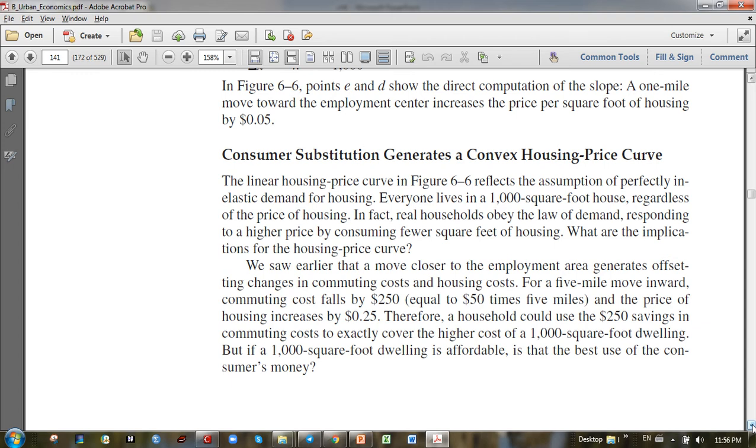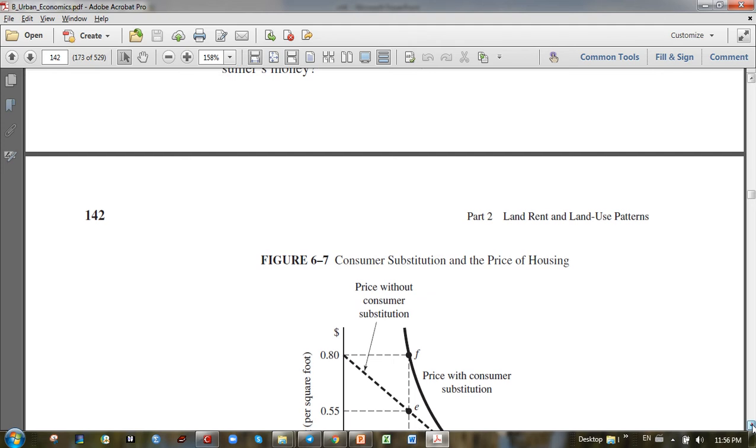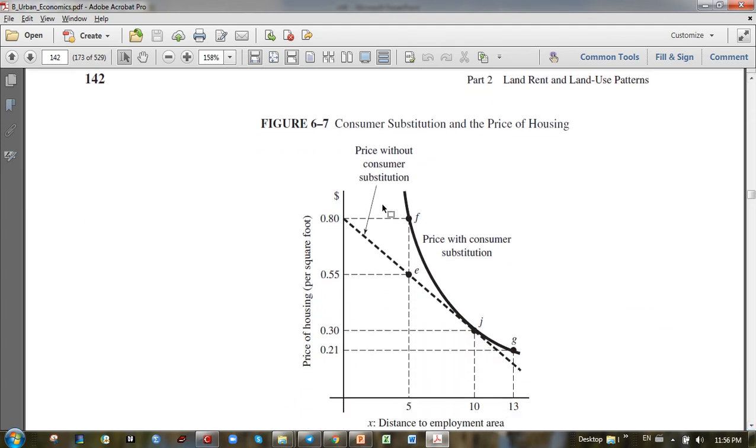We have some calculations, not really easy, but also not harder. You can read that guideline based on this model and you can find it. Consumer substitution generates a convex housing price curve. This one we call convex. Without substitution it is a straight line, but with convex it is not a straight line. It's a curve.